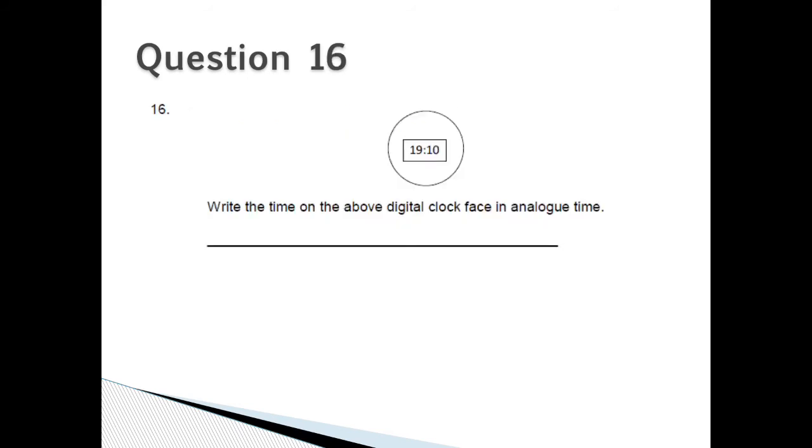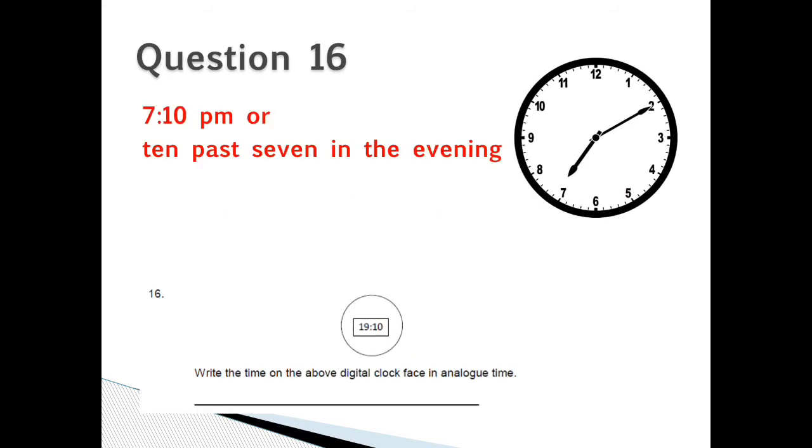Write the time on the above digital clock face in analog time. It will be 7:10 p.m. or 10 past 7 in the evening.